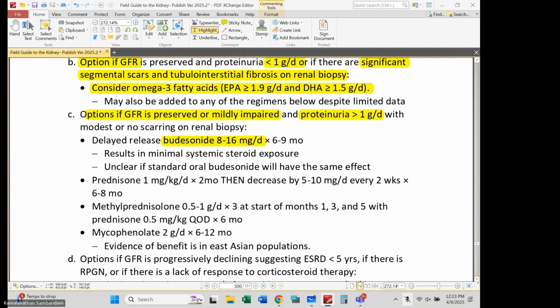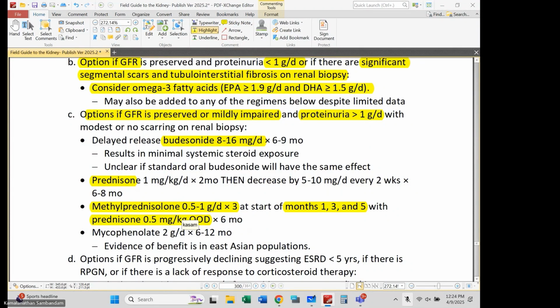It seems now, based on the current literature, budesonide of all the immunosuppressants that you have is the most well supported by literature. There are older studies looking at prednisone, but they're smaller than the more contemporary budesonide studies. There's also a protocol that uses methylprednisolone. Notice this pattern that should look familiar. Methylprednisolone at the starts of months 1, 3, and 5, and then prednisone at 0.5 mg per kg every other day. What does that look like?